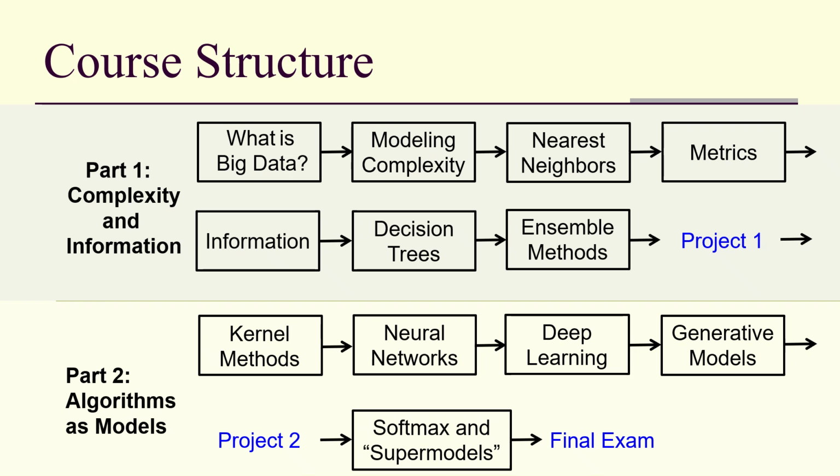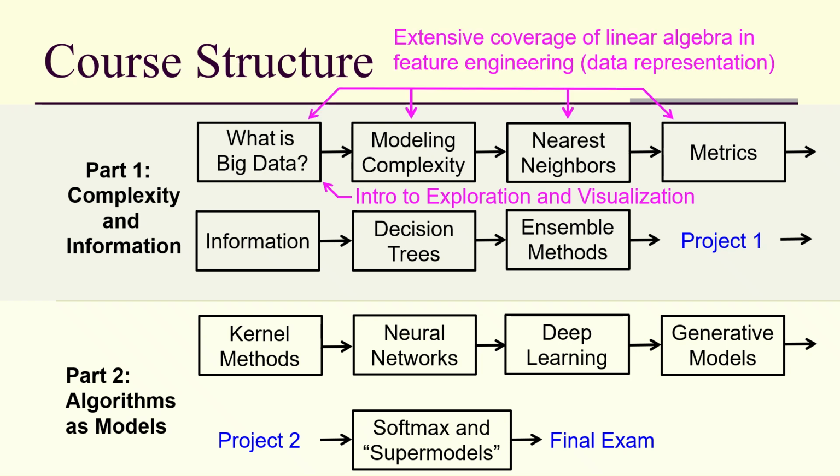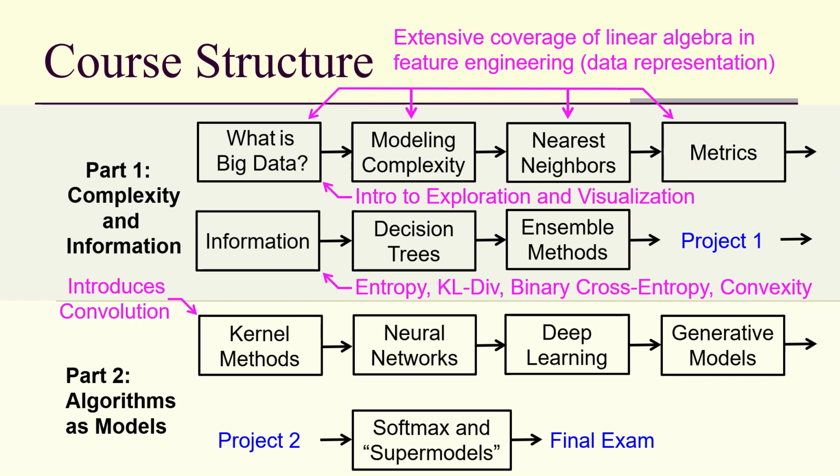So we have these two parts to our course. The first module will introduce us to exploration and visualization. We'll extensively cover linear algebra in the first part. We'll also look at ideas like entropy and KL divergence and binary cross entropy and convexity. We'll see convolution starting in part 2, including transformers in the generative models.